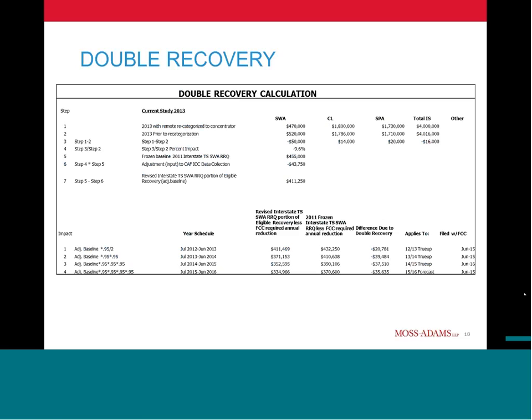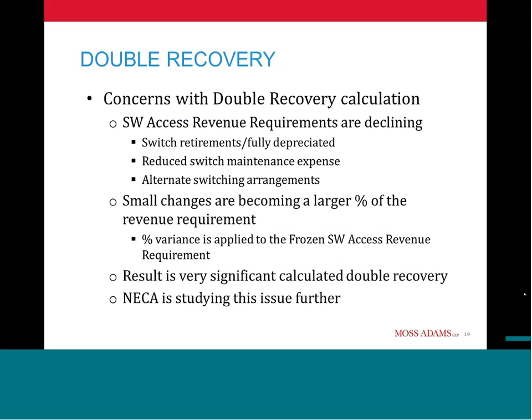So if I go back to my example before, if my 2013 revenue requirement was $100,000 and prior to recategorization it was $150,000, I would see a 33% reduction. As a result of that fairly nominal change, I would then reduce my frozen baseline and the support I'm eligible for by 1/3. So some significant concerns there that there are some unintended results coming out of this calculation formula that NECA has put together and vetted completely with the FCC and has the FCC's approval. So what we're seeing in a few limited circumstances is that there's some very significant calculated double recovery. So NECA is studying the issue further.